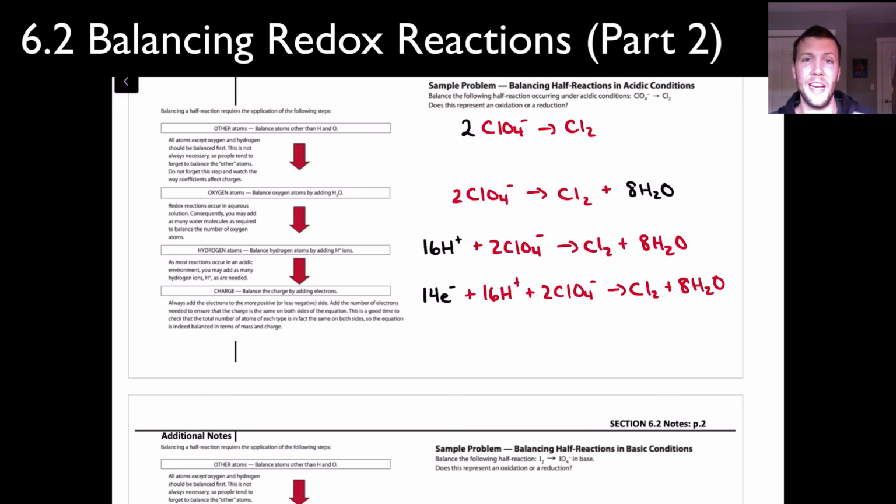Secondly, we can tell by actually monitoring the oxidation states of each atom. And we can see that the chlorine in the perchlorate ion has an oxidation state of +7, whereas chlorine in its elemental form has an oxidation state of 0. So the chlorine has gone from +7 to 0, meaning it has been reduced. So this is a reduction half reaction.